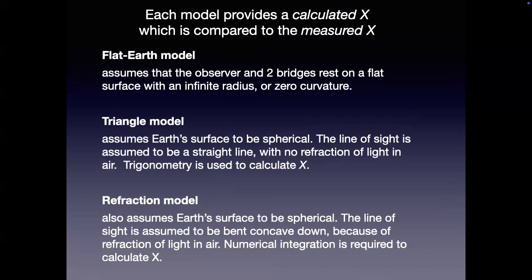Flat earth model, you can imagine what that is. 0 curvature, infinite radius. The triangle model assumes a spherical earth. That's all good. And the refraction model goes one more step. It assumes that line going through the air to the Richmond Bridge has a slight concavity downward. That's due to refraction, the varying index of refraction in the atmosphere.